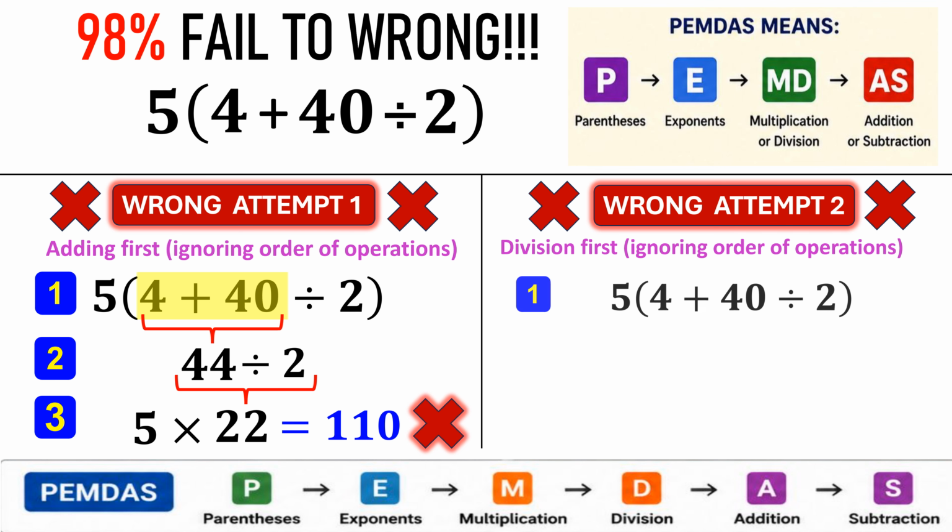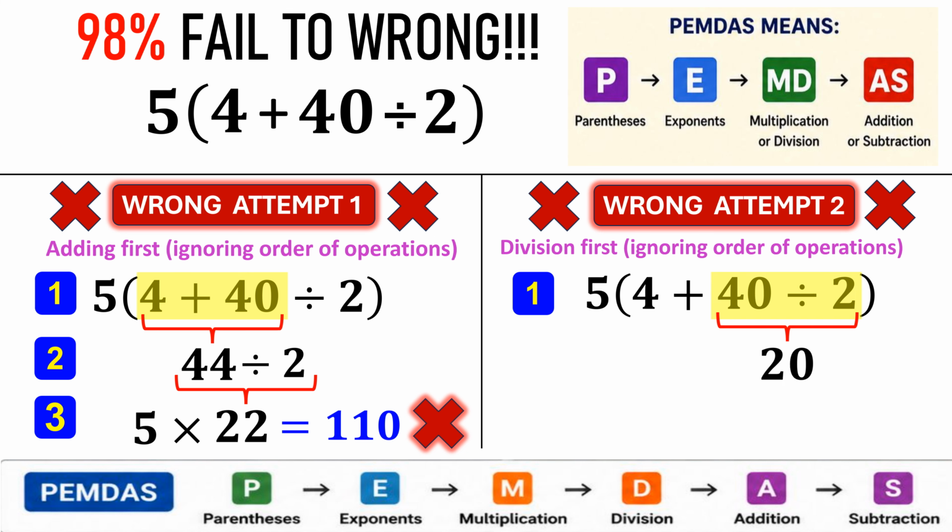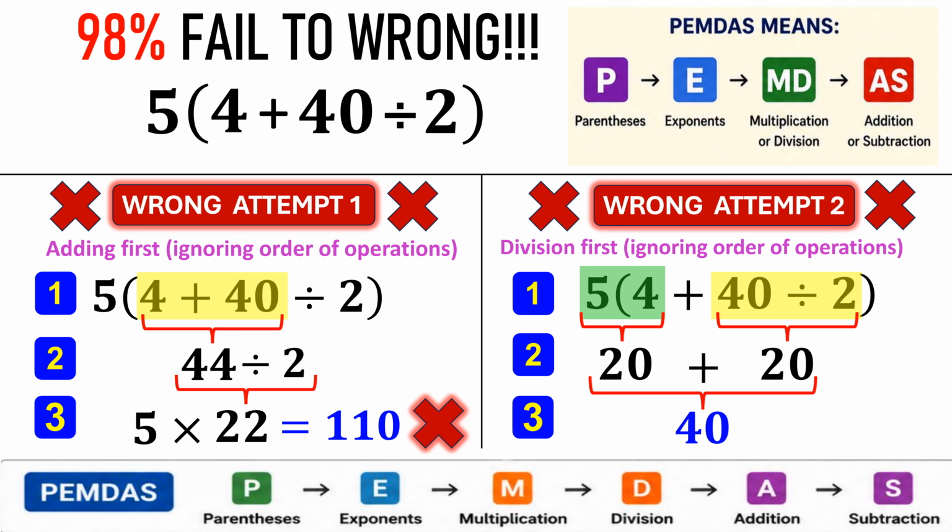Now let's look at another mistake. In this method, the person calculates the division first. 40 divided by 2 equals 20. Then they multiply 5 by 4, which equals 20, and finally 20 plus 20 equals 40. So this method leads us to 40. But this answer is also wrong. So the main question is, what rule determines which operation we should do first?